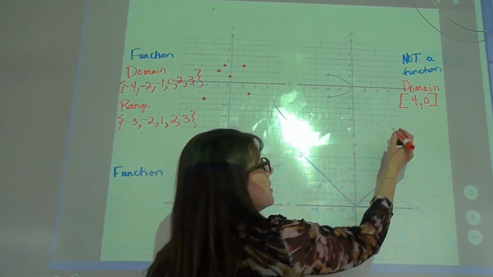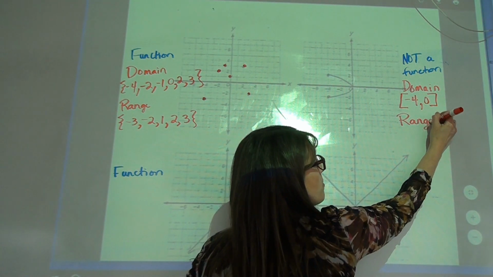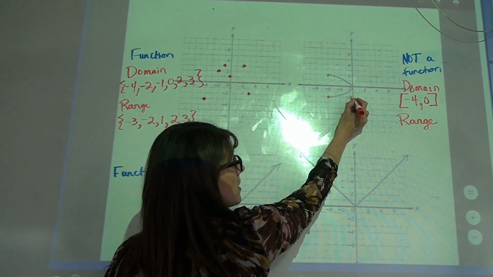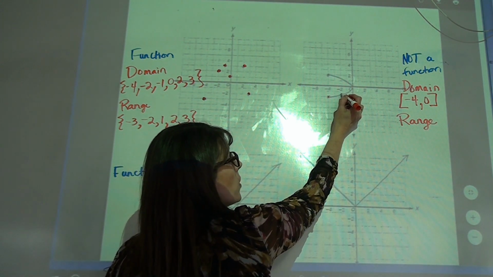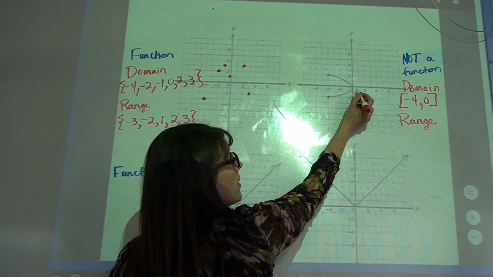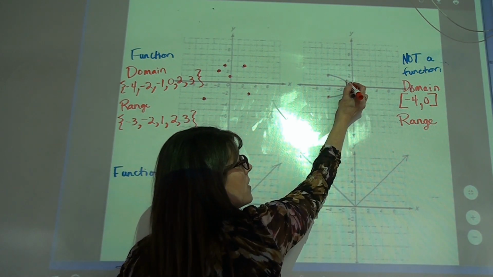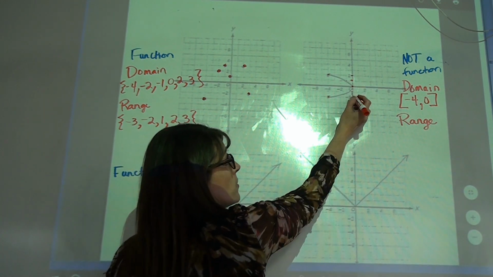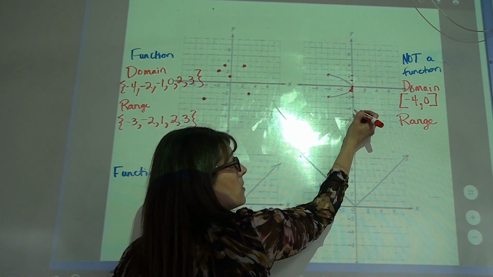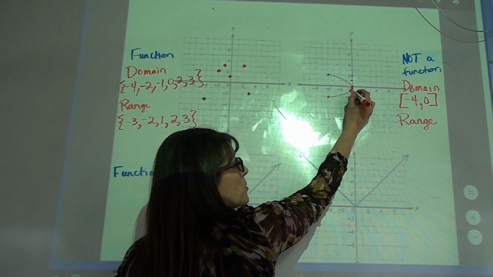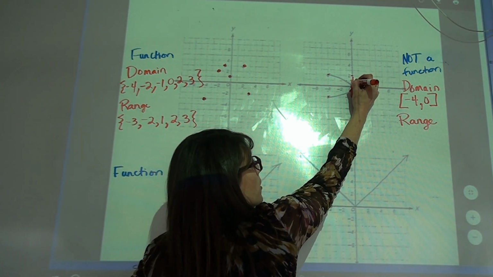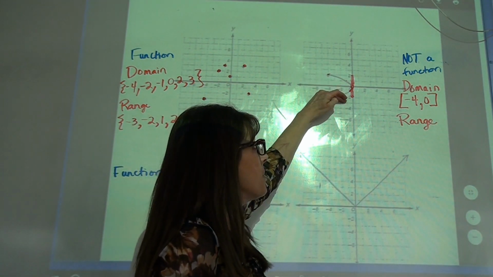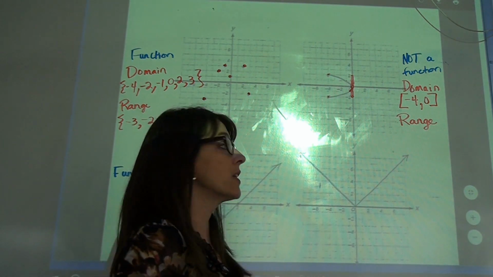The range, similar idea here, but I'm going to look at the y-coordinates. So I'm going to say, well, for this one, its y-coordinate is down here to -2. This one, its y-coordinate is +1. This one, its y-coordinate is 0. This one, its y-coordinate is a positive 1. This one, its y-coordinate is a positive 2. But notice that I got a whole bunch of y values in between here, and on up here, and on up here. So all the y's that are part of this graph are going to be from a -2 to a positive 2, and everything in between.